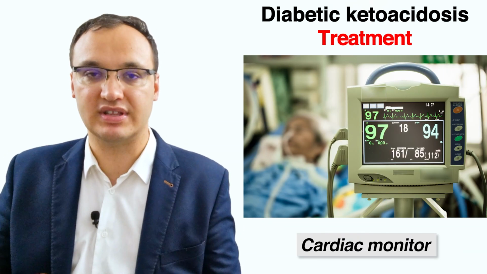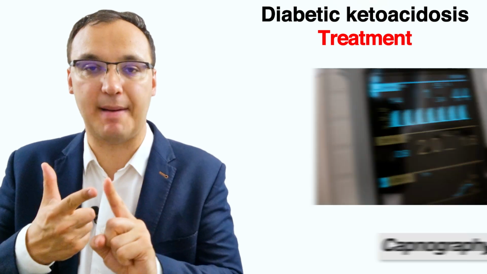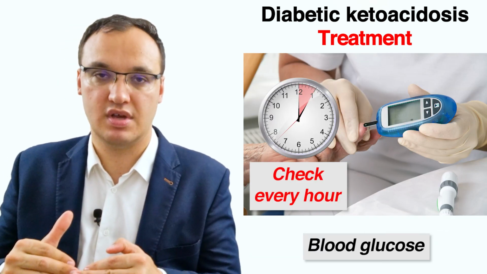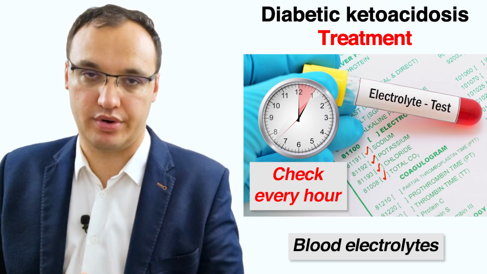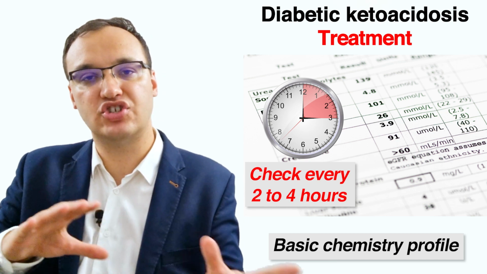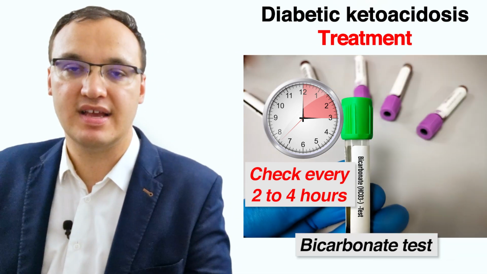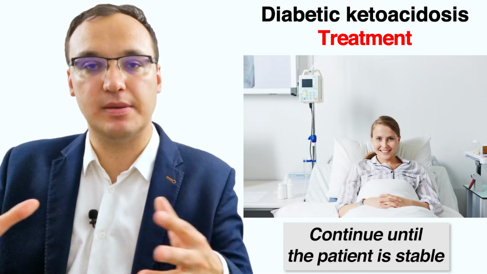So we have to frequently monitor. We use cardiac monitoring, capnography and pulse oximetry, and the patient's blood glucose and essential electrolytes should be checked every hour. And so when we check the basic chemistry, for example the pH or bicarbonate, this can be checked every 2 to 4 hours, and we do that until the patient is stable.